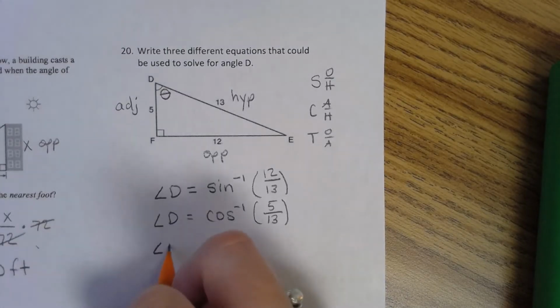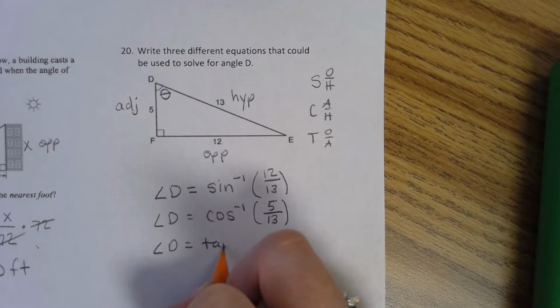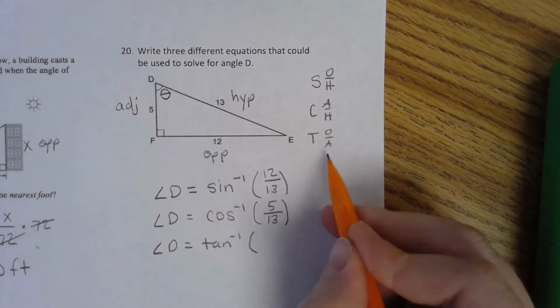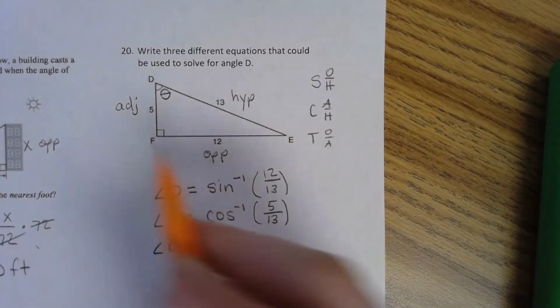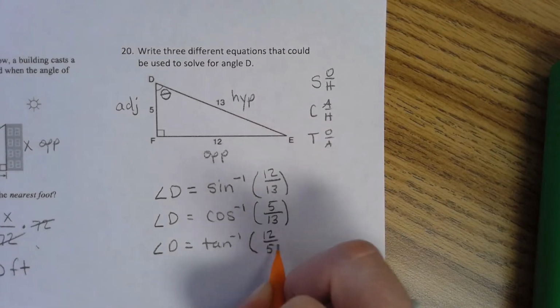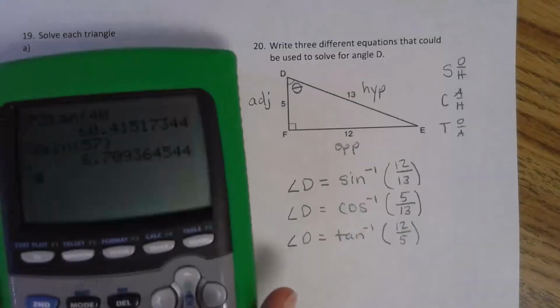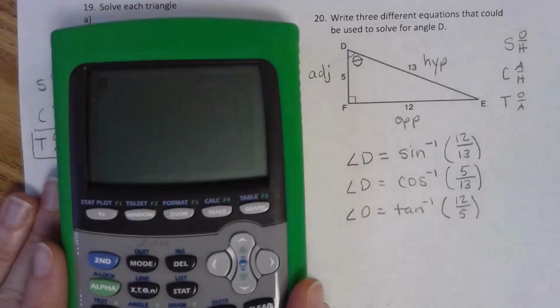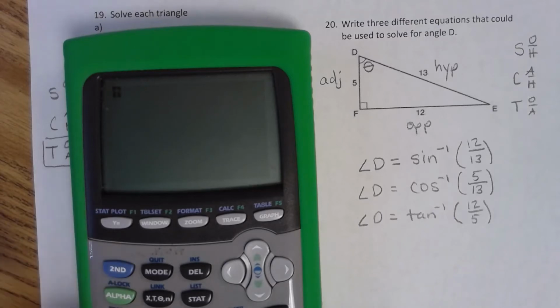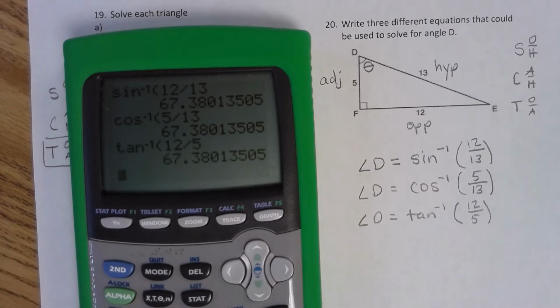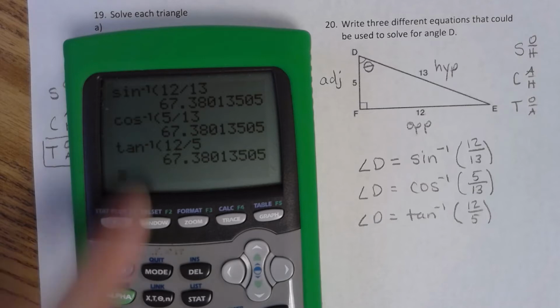And then finally for the inverse tangent, opposite and adjacent, so 12 and 5. Because we have set up all 3, we could check them in the calculator to see that they're all equal. So inverse sine, you press second and then the sine button. So we have 12 over 13. Inverse cosine and inverse tangent. And actually notice they are all equal.